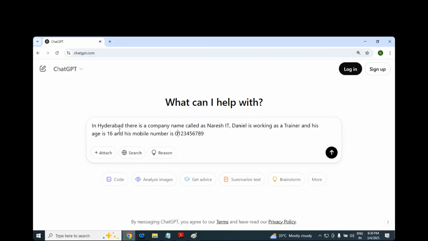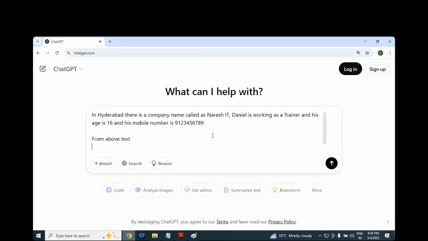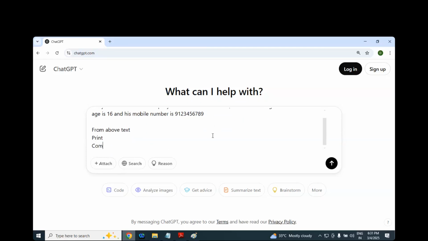Good actually. Now let us ask from the above text, print the below things. I wanted to print these things. What are the things I wanted to print? What is the company name? The next one.